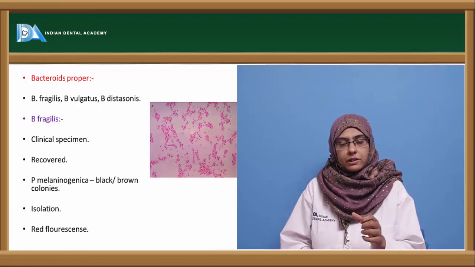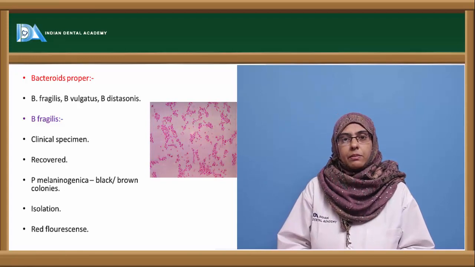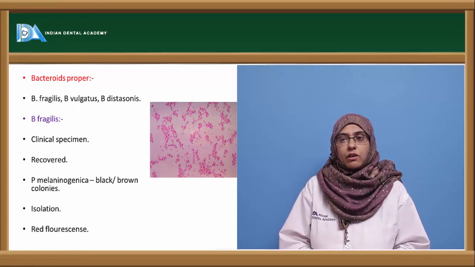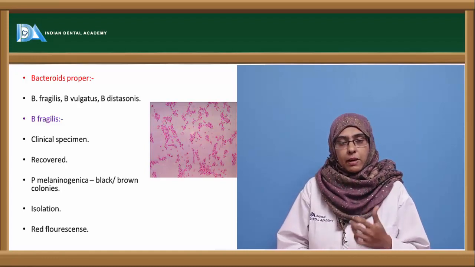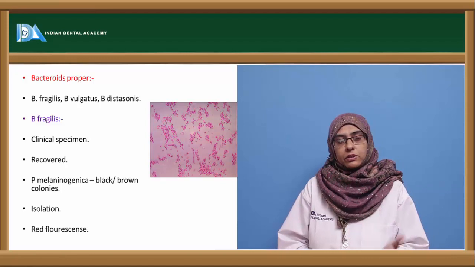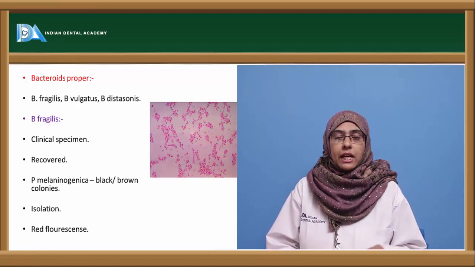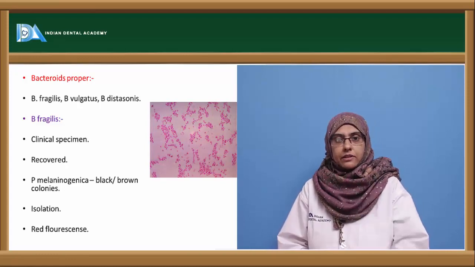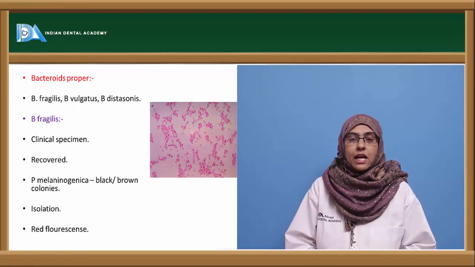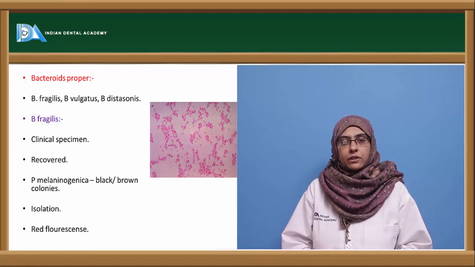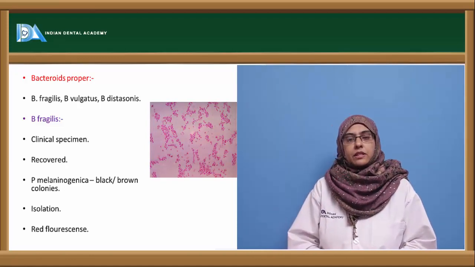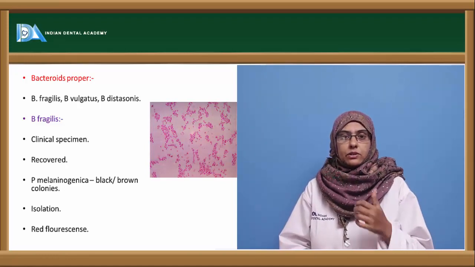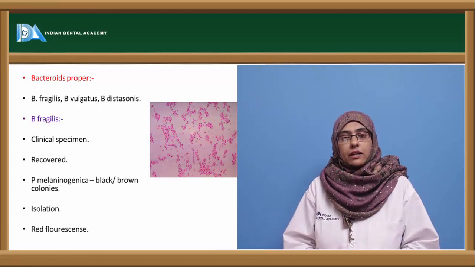And we have a special group of organisms, that is P. melaninogenica. This organism can be identified in culture by the presence of black or brown colonies. Now the black or brown colonies are not because of the presence of melanin, but because of a hematin derivative that is usually seen in the organism, and that gives them this characteristic color. And P. melaninogenica can be isolated from liver abscesses, oral lesions, or abscesses associated with the internal organs.